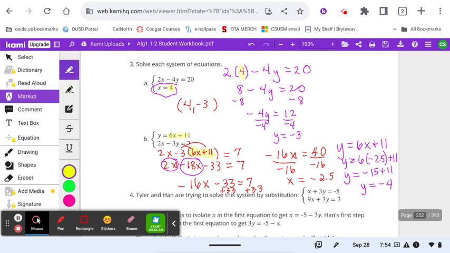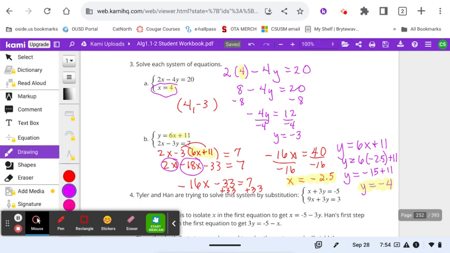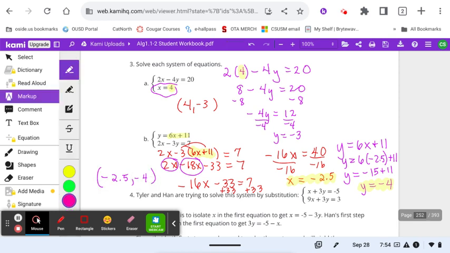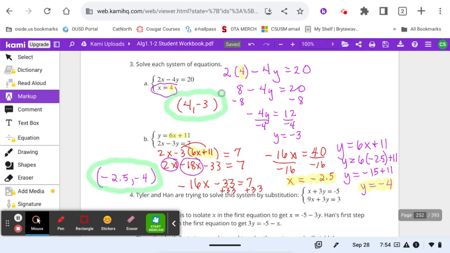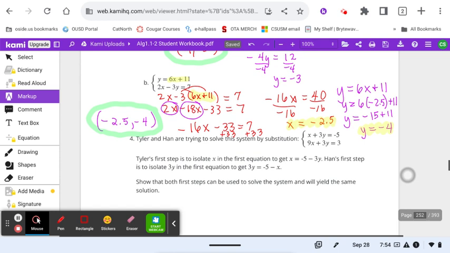So here's my XY coordinate pair. X is -2.5, Y is -4, and I put that together for my final answer. -2.5, comma, -4. So how'd you do on those systems of substitution when a variable was already isolated?